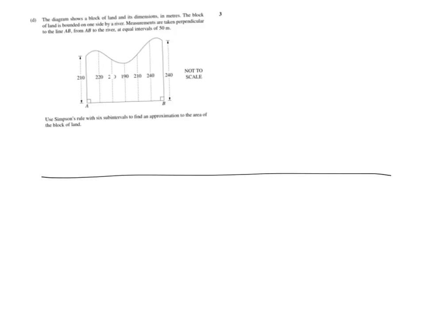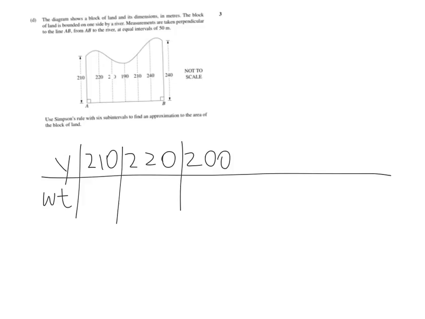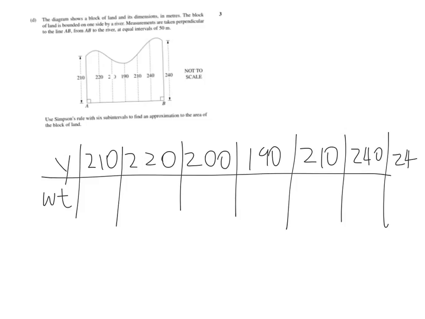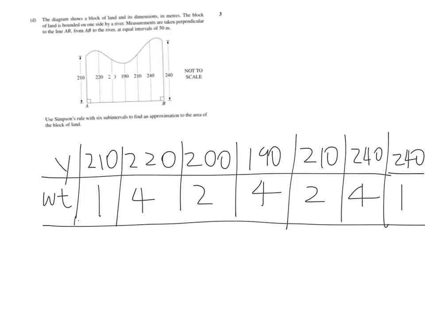So I don't really need the x values there, so I'm just going to have the y values and then the weight of them. So it'll be 210, 220, 200, of course that's blanked out again, 190, 210, and 240. Okay, well I said it was 1, 4, 2, 4, 2, 4, 1. Now of course we go find the product of each of those.